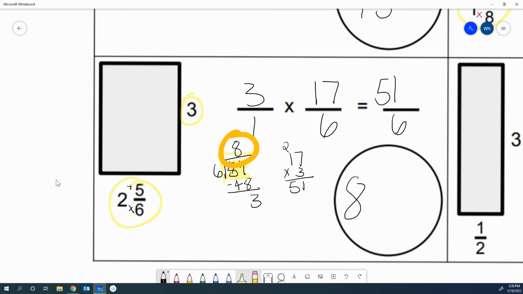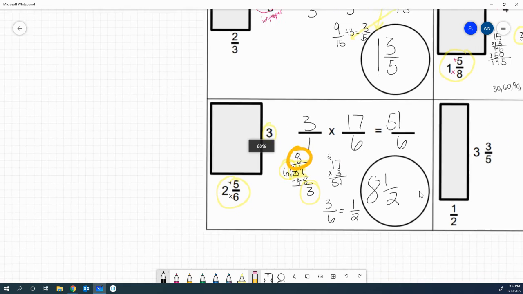And we've got a 3 over 6. But if we have 3 over 6, we know that we can divide that by 3. And if you divide that by 3, 3 divided by 3 is 1. 6 divided by 3 is 2. So we have 8 and 1/2 as our answer. I hope you got that one right. If you did not, make sure you double check your work to see where you went wrong. And if you don't understand what happened, raise your hand so I can come help you.